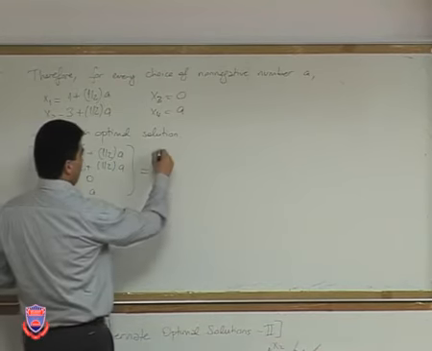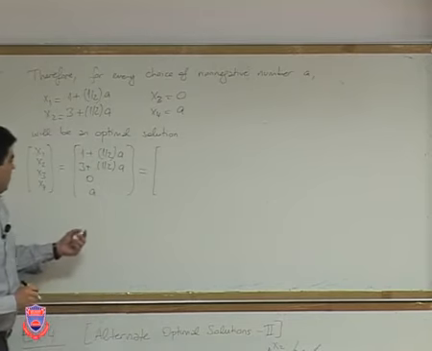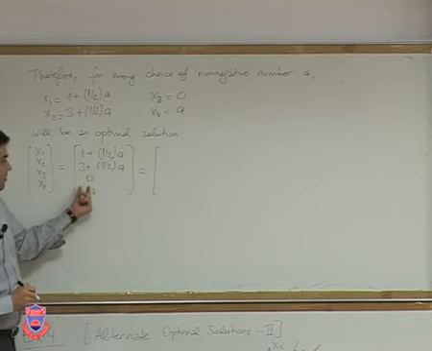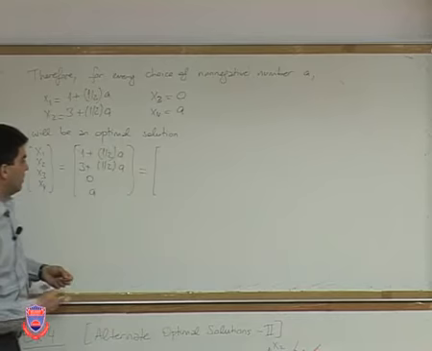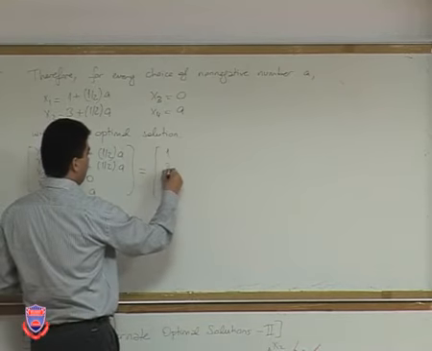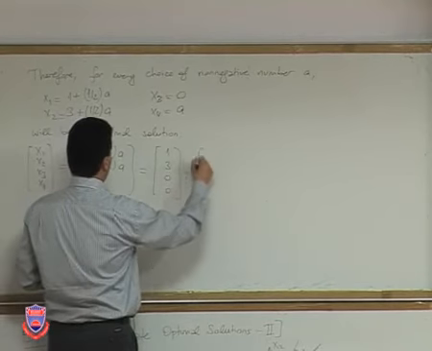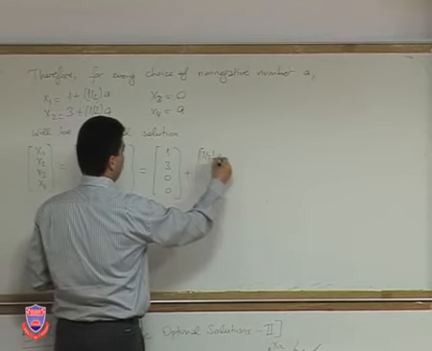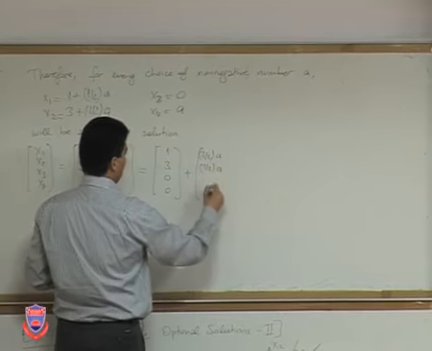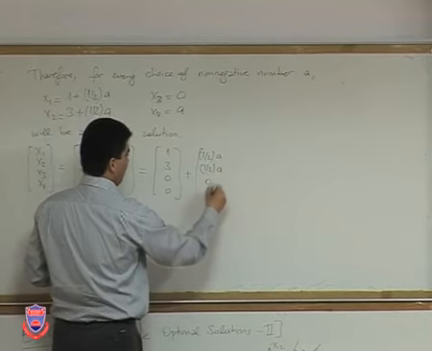Then I'm going to decompose it into two components. I'm going to separate the ones that do not depend on a, and the ones that do depend on a. So I can write this as 1, 3, 0, and 0, plus 1 over 2a, 1 over 2a, then 0, and a as well.